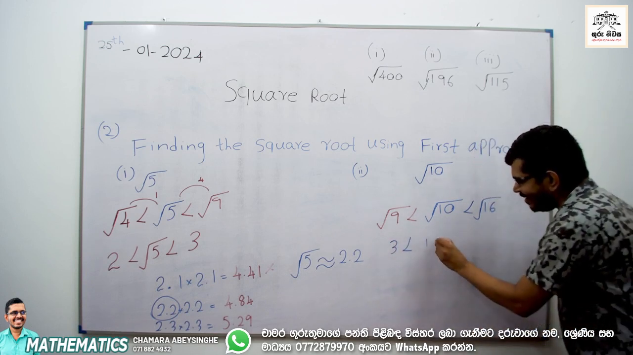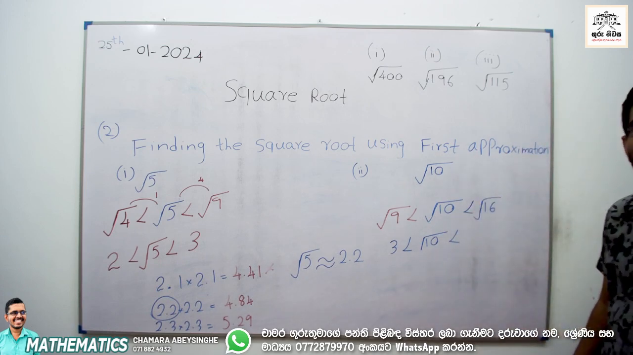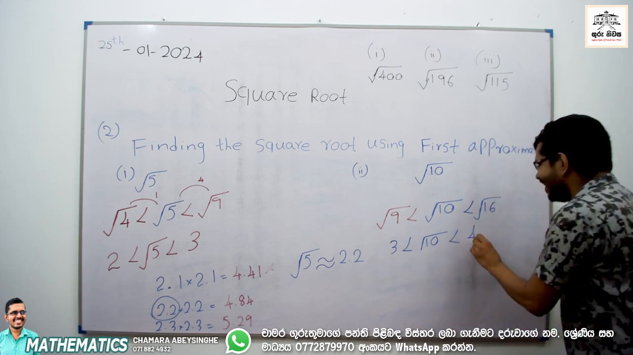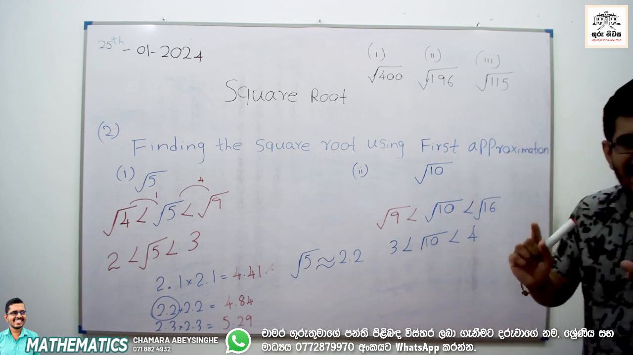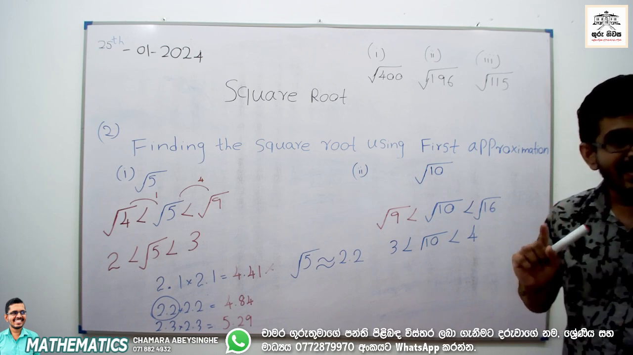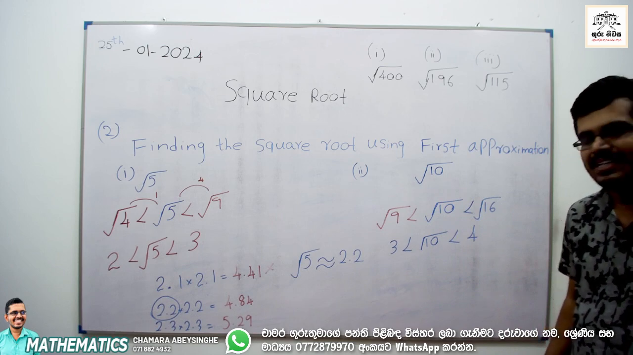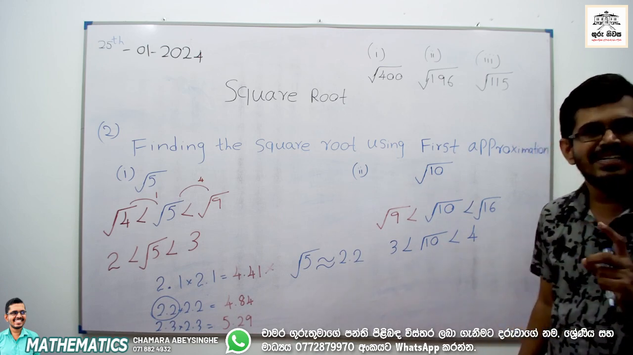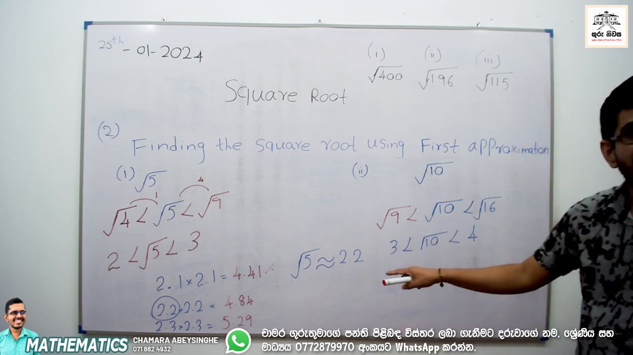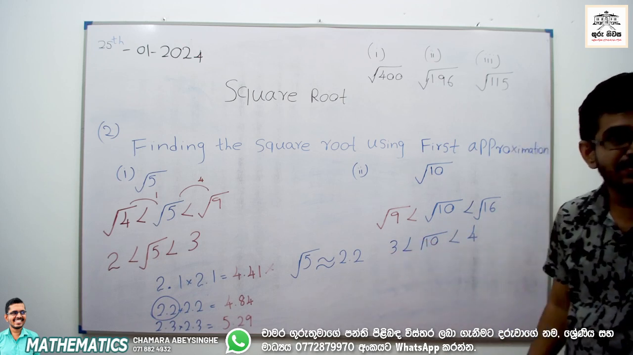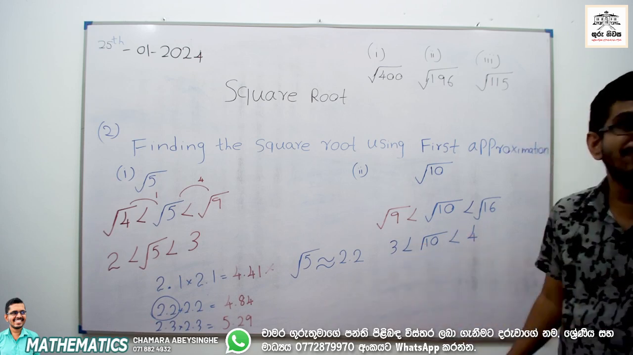Less than square root 10, and greater than square root 10, is square root 16, which is 4. This statement represents an expression: the value of the square root 10 is located between 3 and 4.